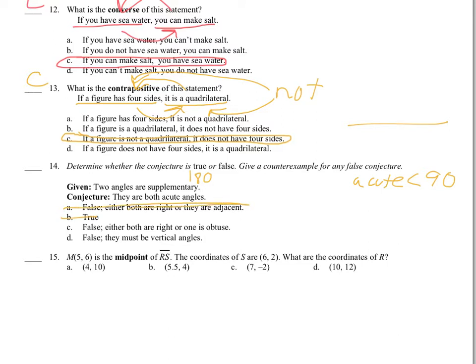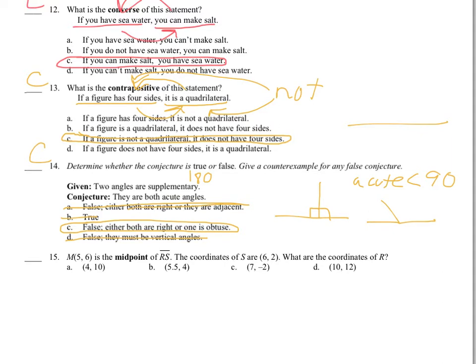False, either both are right or one is obtuse. That's actually a true statement. If they're both right angles, they could both add up to 180. Or one would have to be obtuse and the other one would be acute. So that would be correct. Now look at D. False, they must be vertical angles. Yeah, vertical angles have nothing to do with supplementary. So my answer is C.